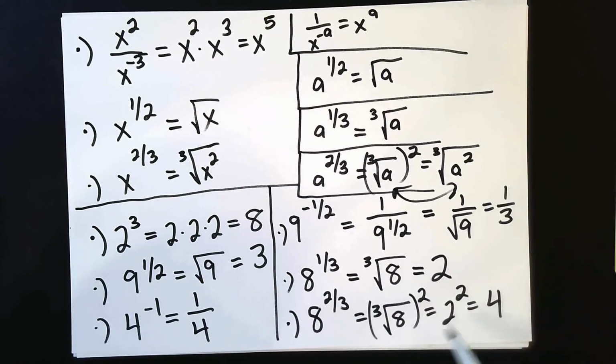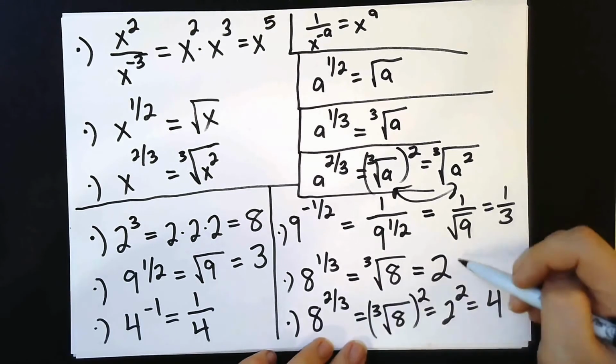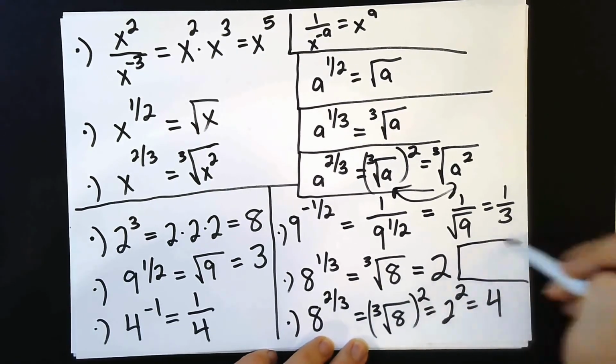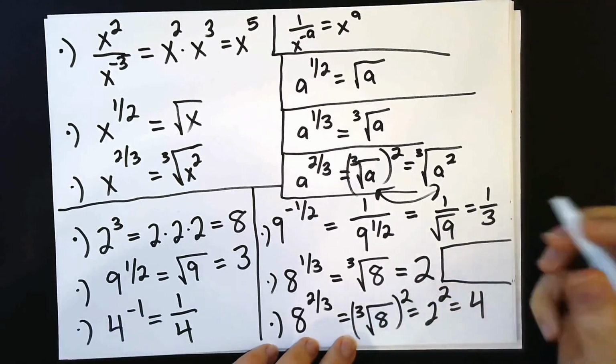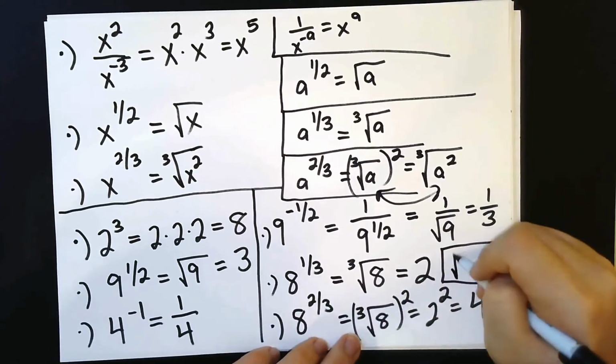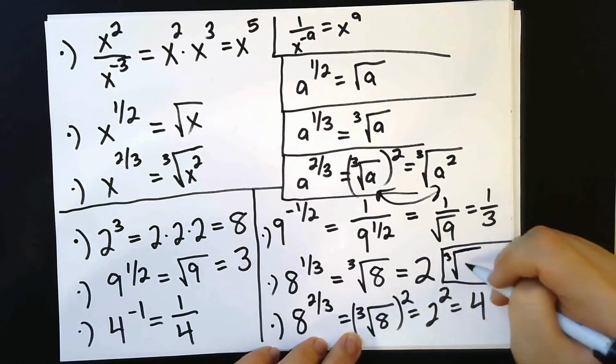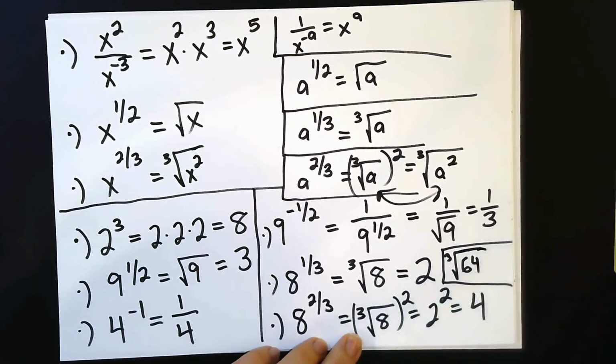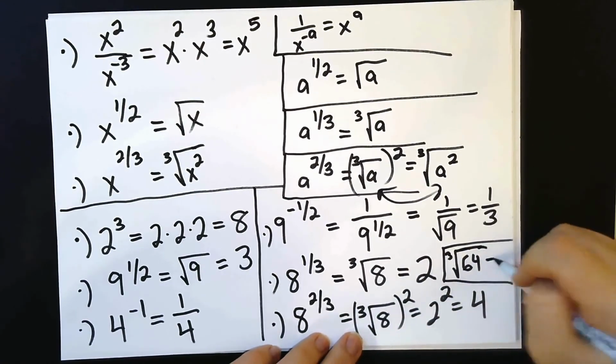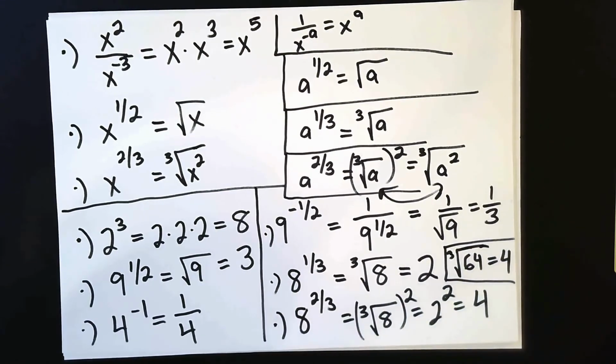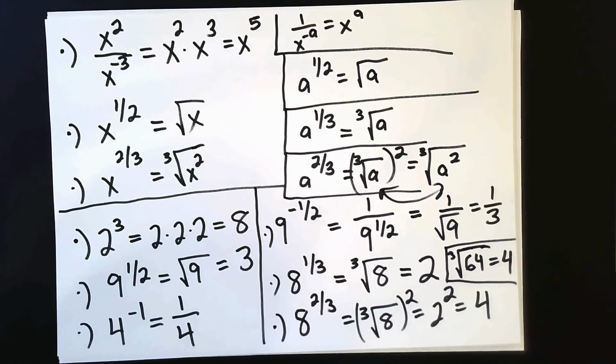I could also have written this, instead of the cube root of 8 all squared, as the cube root of 8 squared. But 8 squared is 64, and then the cube root of 64 is in fact 4, because 4 cubed is 64. And so that's what happens with all of these various combinations of exponents.